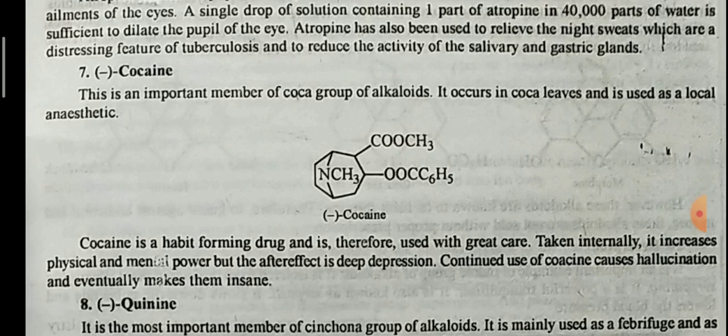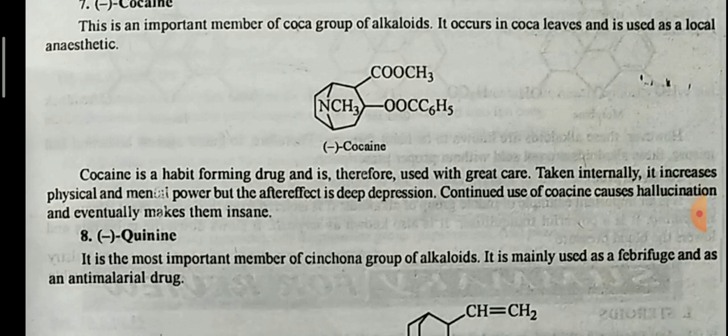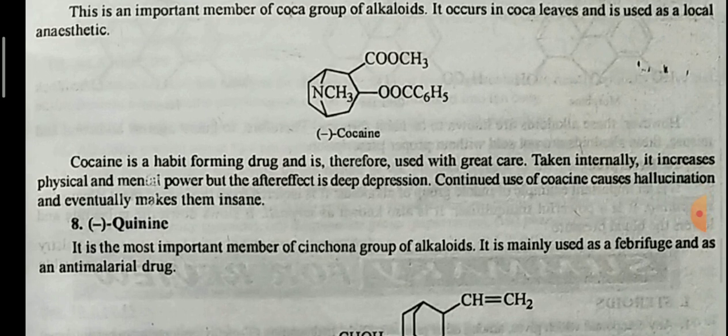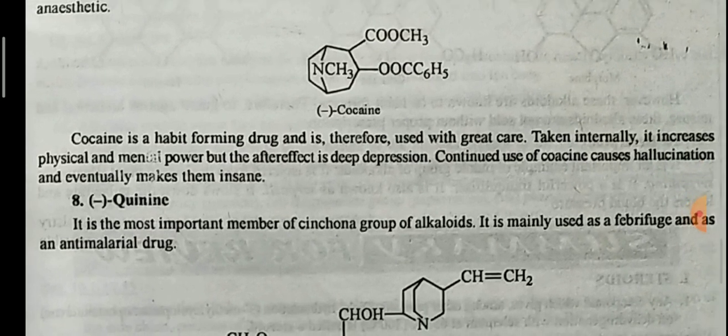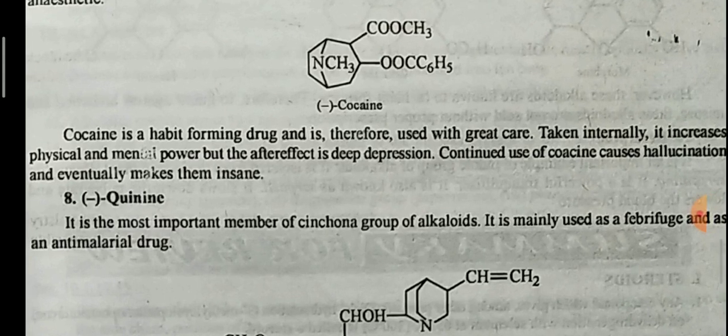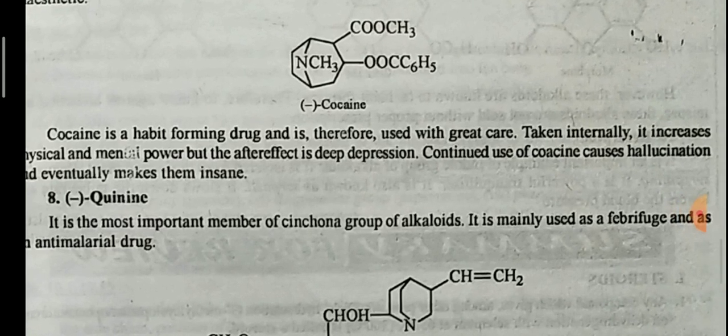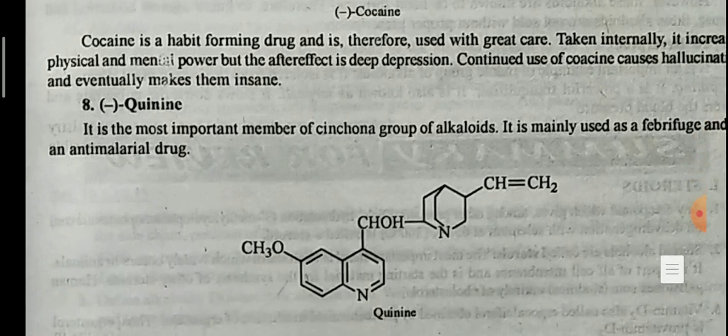Cocaine. This is an important member of coca group of alkaloids. It occurs in coca leaves and is used as a local anesthetic. Cocaine is a habit-forming drug and is therefore used with great care. Taken internally, it increases physical and mental power, but the after effect is deep depression. Continued use of cocaine causes hallucinations and eventually makes users insane.